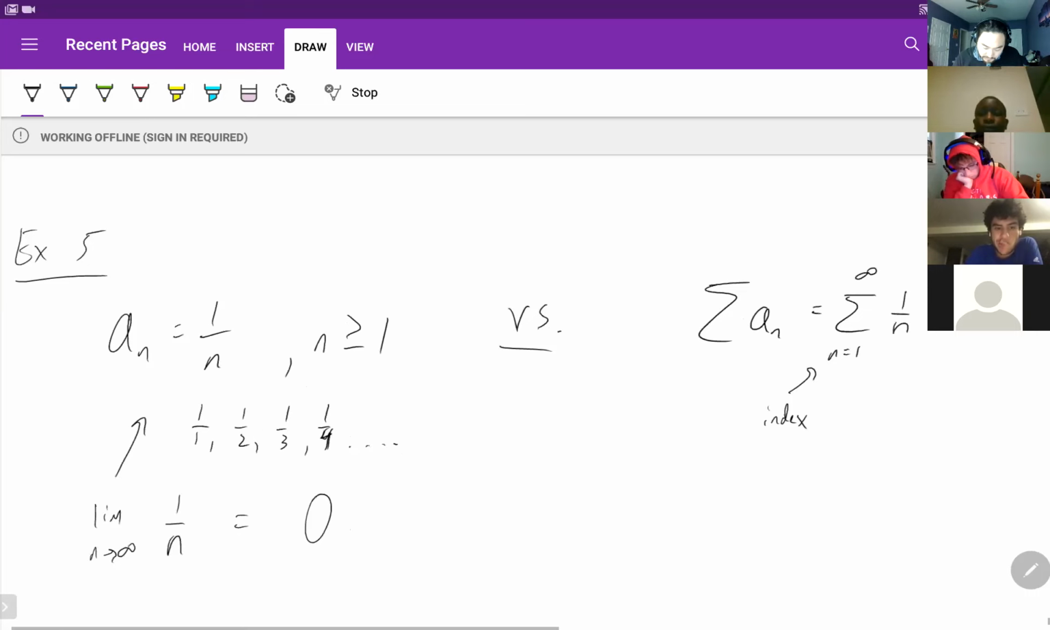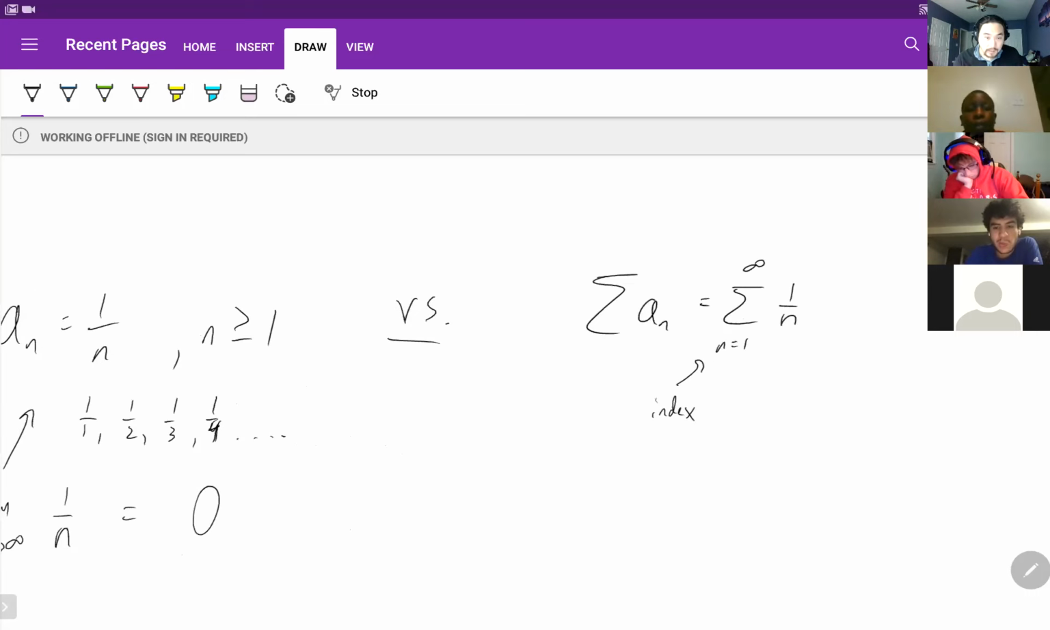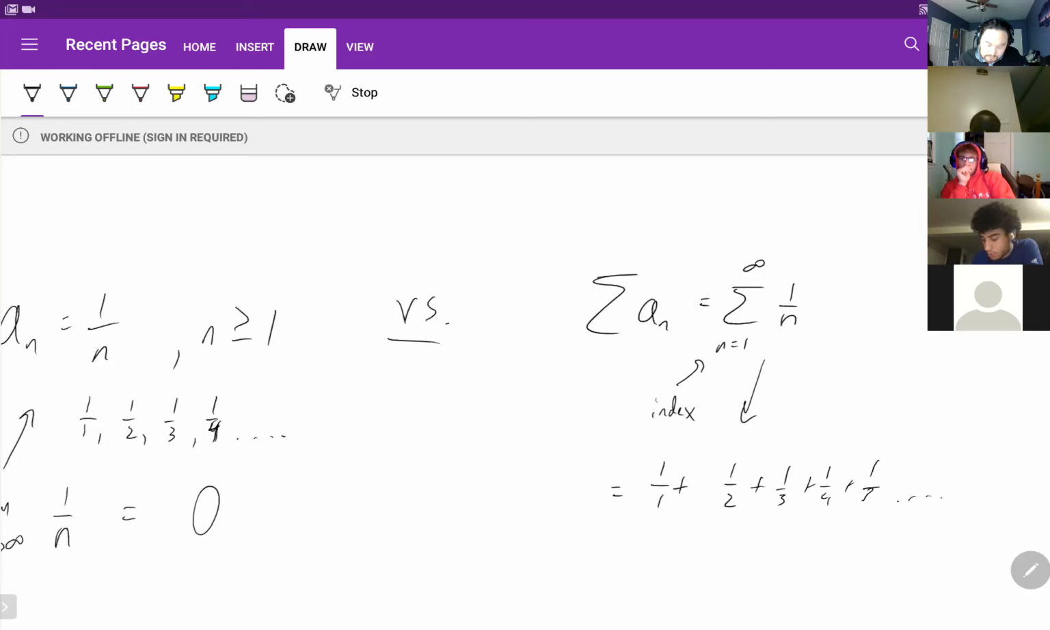But the difference here is I'm not doing that with the series. With the series, what this means is I'm doing 1 over 1 plus 1 over 2 plus 1 over 3 plus 1 over 4 plus 1 over 5 and so on and so forth. Is it going to get to infinity? Well, I'm not going to prove it yet. We're going to prove it in the next lecture or so.